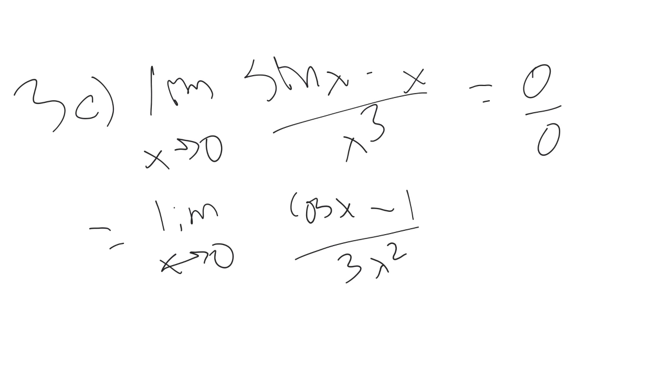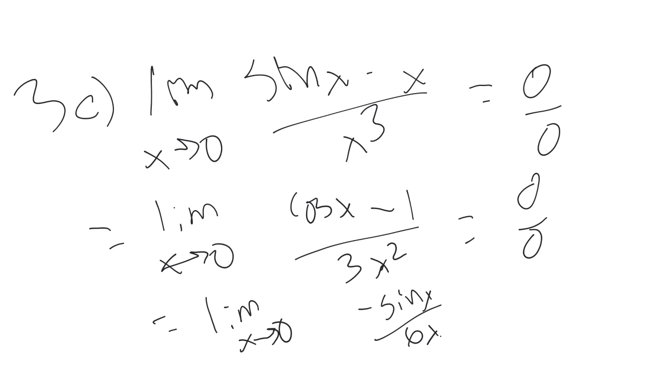And I skipped A because on A you'd be done. You get a limit here. On C, you plug in 0. You get 0 over 0 again because cosine of 0 is 1. Well, you can apply L'Hopital's rule as many times as you need to. So let's do it again. And you get negative sine x over 6x. Oh, shoot, I think you get 0 over 0 again.